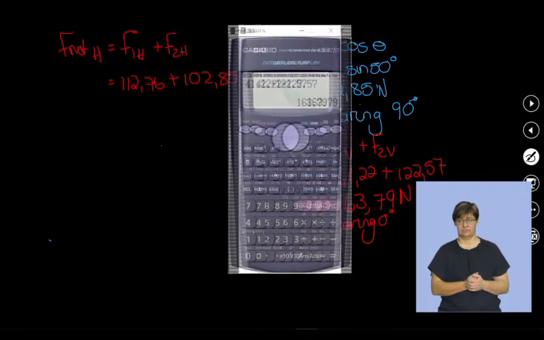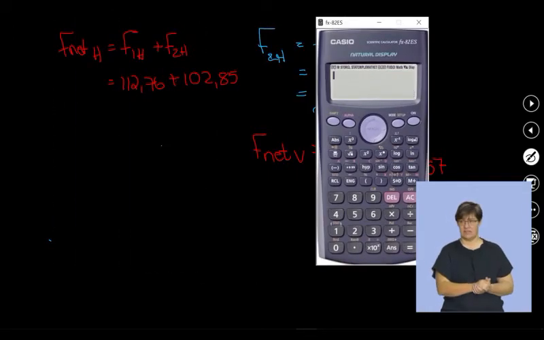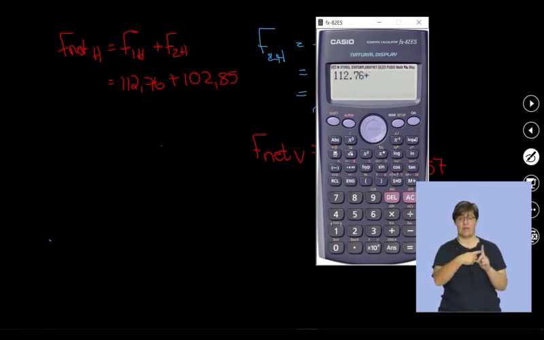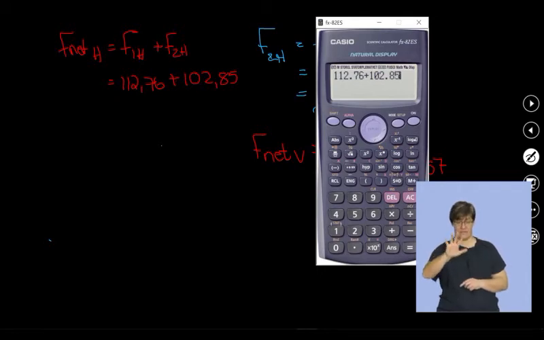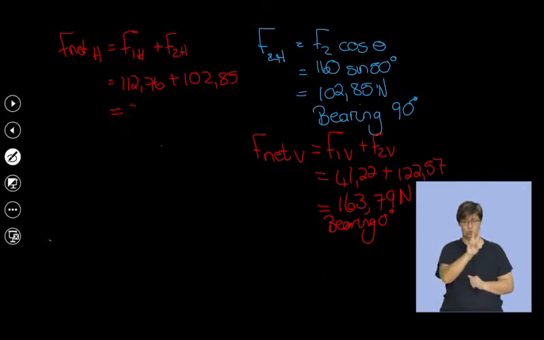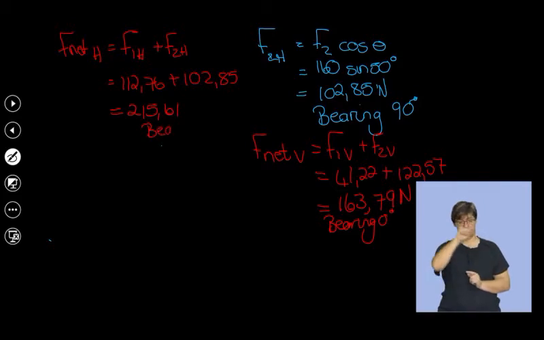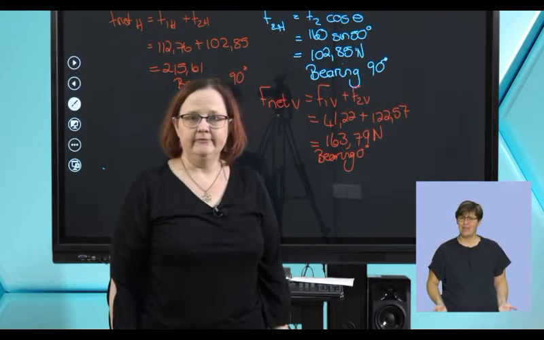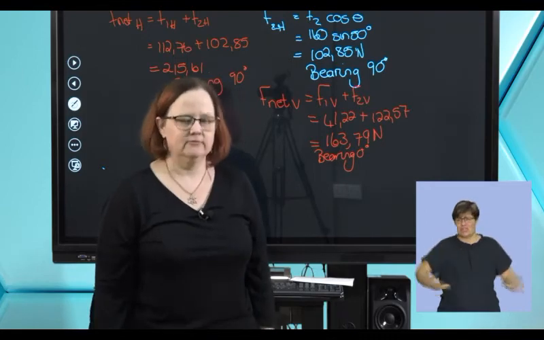Let's move this so that we can actually see it nicely. So we've got 112.76 plus 102.85. Again, make sure it's a decimal, so we have 215.61. So 215.61 bearing 90 degrees. And once again, you are probably still looking at me and going, really? We still haven't finished. No, we're not.